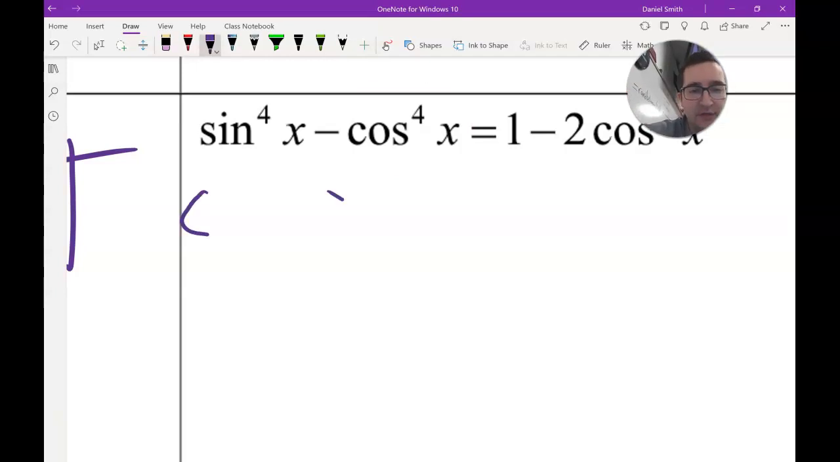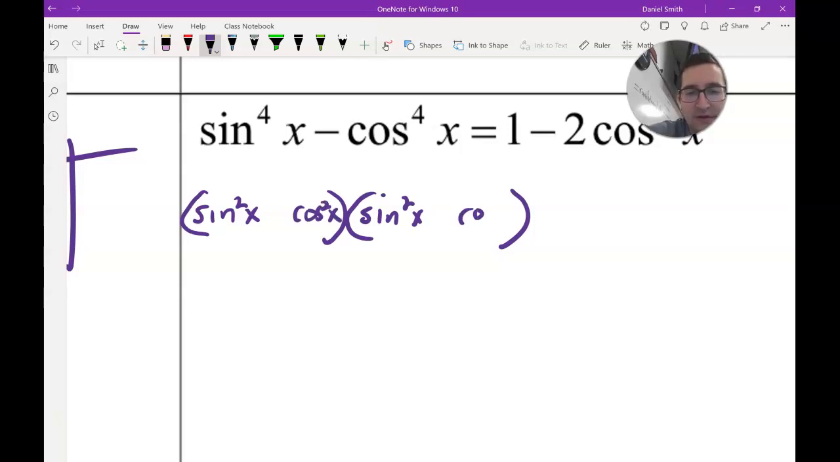So I'm going to do 2 parentheses. Sine to the 4th gets broken down into sine squared. That's the square root of that, right? And then cosine to the 4th gets broken down into cosine squared. And as always, when you break down into difference of squares, you have 1 plus and 1 minus.